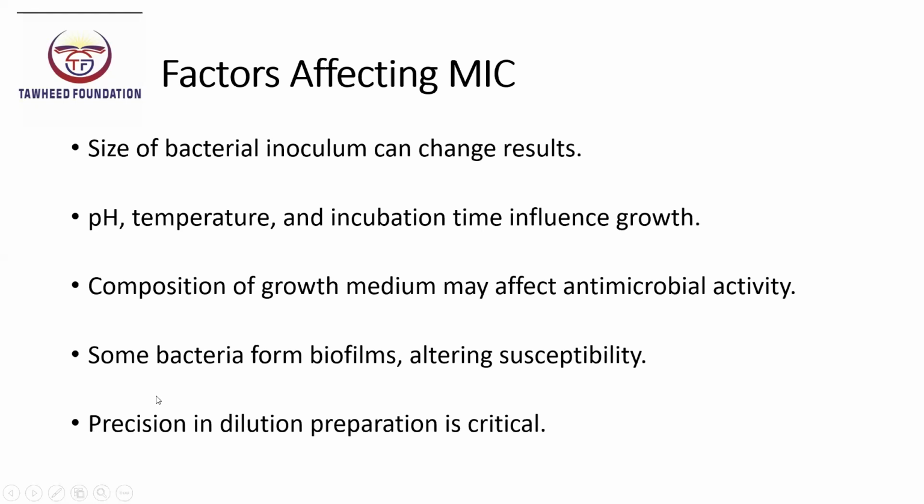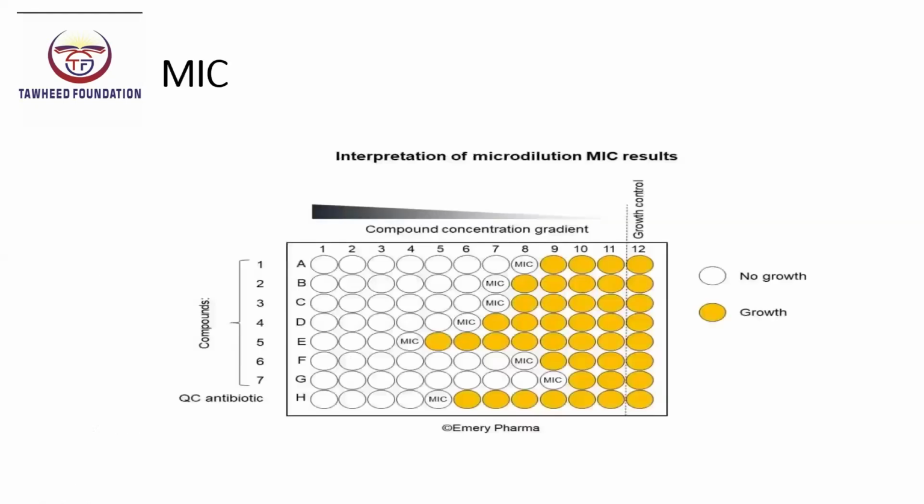So what are the main factors which affect MIC? It is the size of the bacterial inoculum. It can change the actual result. Temperature, pH, and incubation, these three things can influence the growth of bacteria. Composition of the growth medium will also affect antimicrobial activity. Some bacteria also form biofilms, altering susceptibility, and precision in dilution preparation is critical.